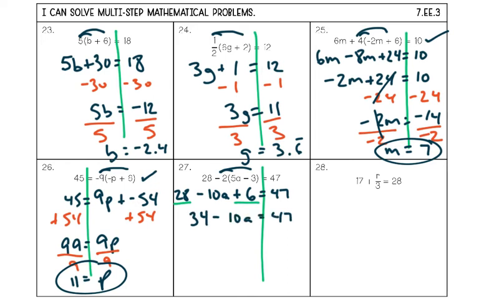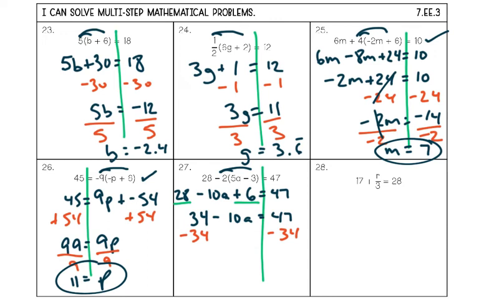and bring everything else down. Now I'm solving a two-step equation, and I want to get rid of everything around the a. So if I knew what the a was, I would multiply by negative 10, then add 34. So I'm going to get rid of that positive 34 first. So I'm going to do that by subtracting 34 since it is a positive 34.